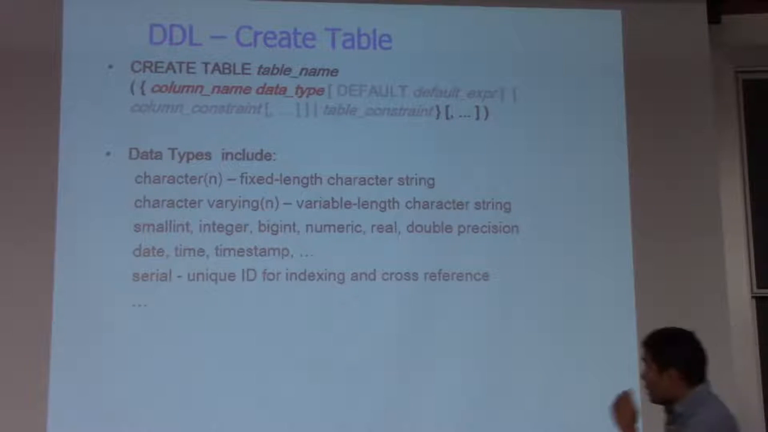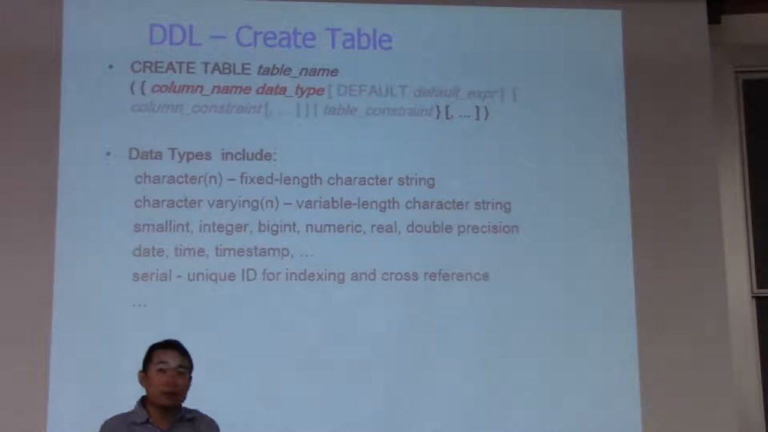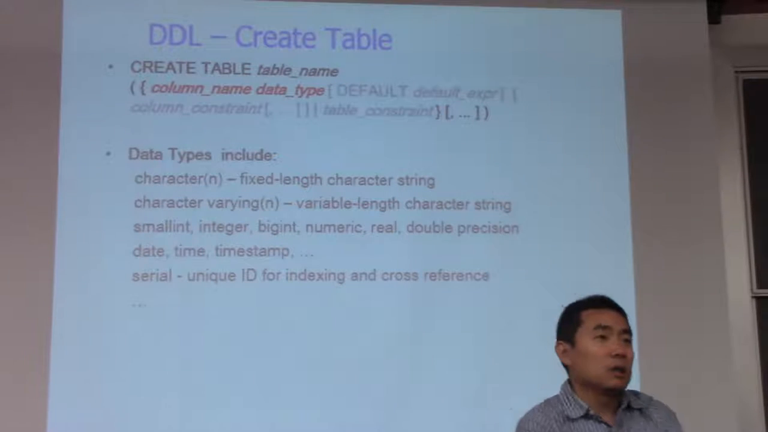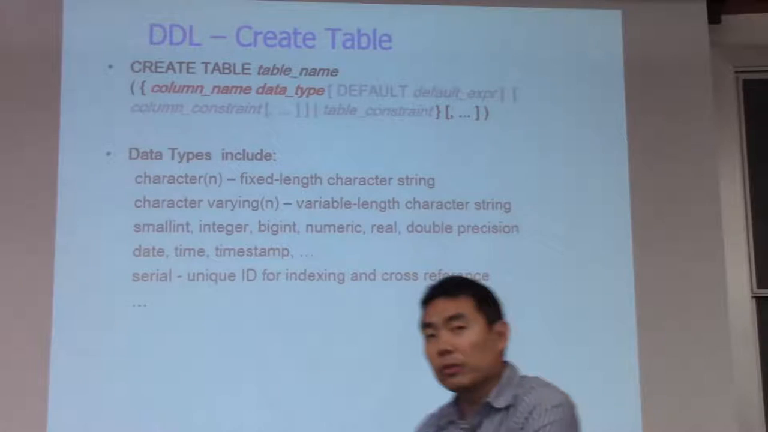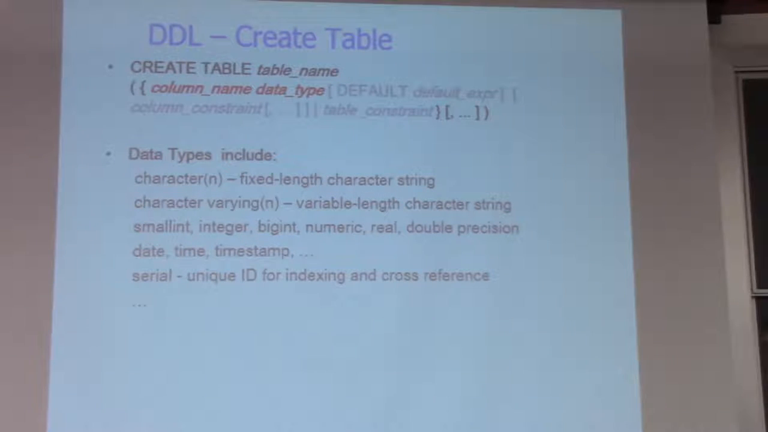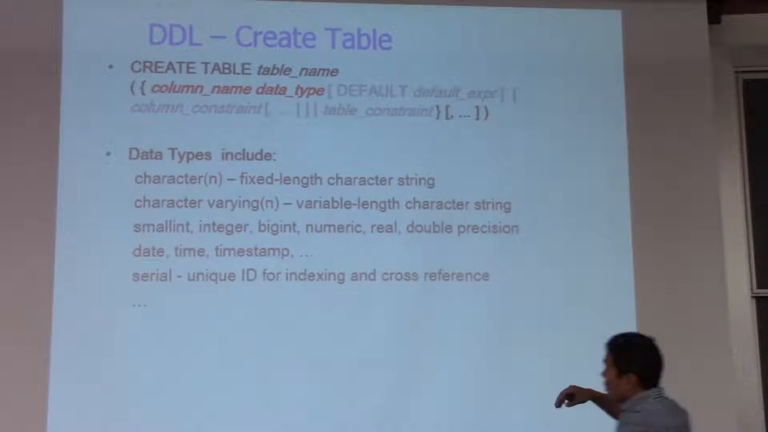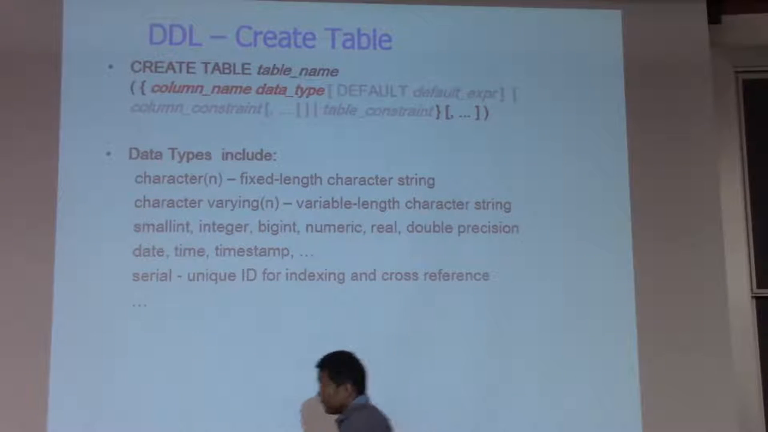Okay, now the data types include the following. This is not a complete list of possible data types in a database. Data types supported by a database server will differ depending on which database system you are using, so it will be different from Oracle to SQL Server to DB2 and so on. There are a bunch of data types. Among them, the most interesting ones are character and character varying. That deserves some discussion. We will come back to this later once we go into the kernel of a database.